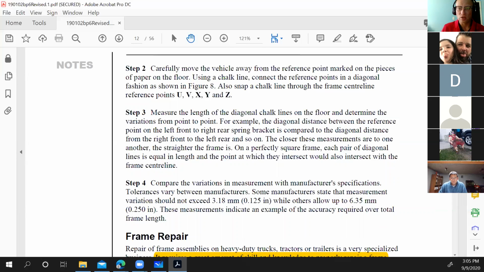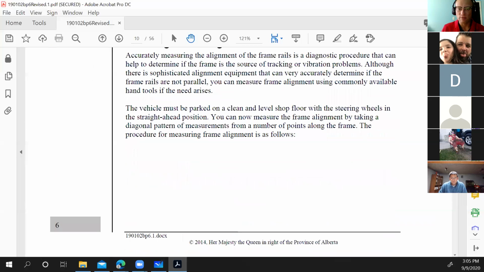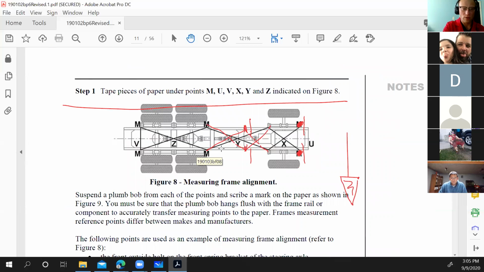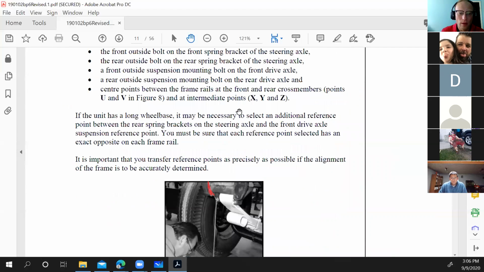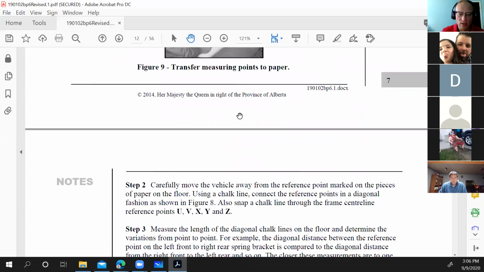Measure your chalk lines. They want you to put these lines on the floor, and that's what we're going to do. We'll put chalk lines down on the floor for all the points we've measured, and then we can measure distances. So this distance here should be the same as this distance here. And if they're different, we should be able to tell what is happening to the frame. Now, is there a better way to do this?